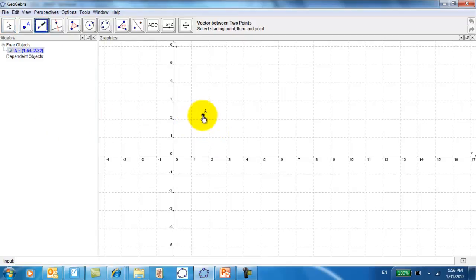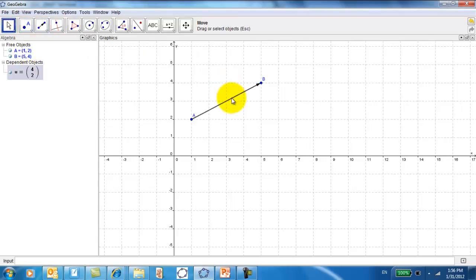So we can start here at 1, 2, put point A down there, and here's point B at 5, 4. And notice you get these two points, 1, 2 and 5, 4. The vector U is 4, 2. Now for some reason GeoGebra is putting the 4 over the 2, but it basically means 4, 2. So we can pick up this whole vector and move it around. No matter where I move it, it still is the vector 4, 2, over 4 and up 2, but we have different starting and stopping points. That's the basic idea of a vector.